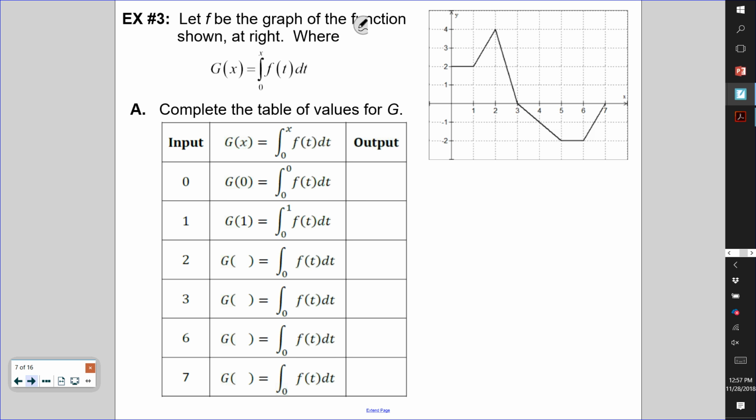So they're saying f is the graph of the function shown over on the right. That graph is called f. G of x is defined to be the integral from 0 to x of f of t dt. Now, a lot of students start freaking out and going, well, but that's f of t, this is f of x, so they're not the same.